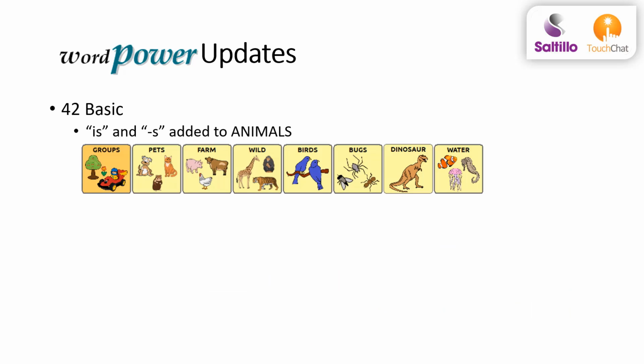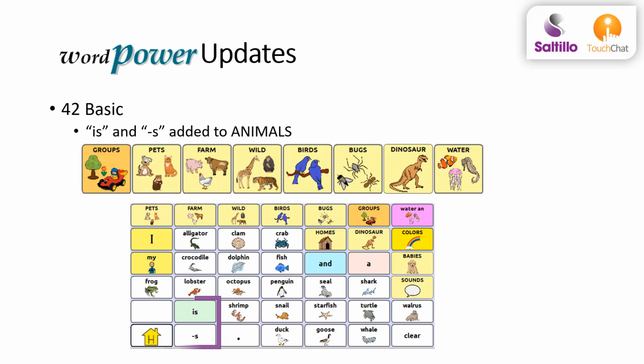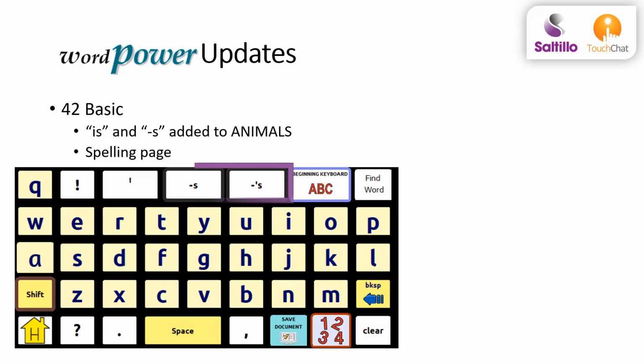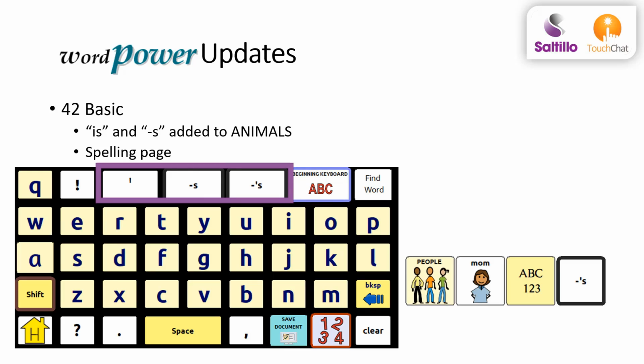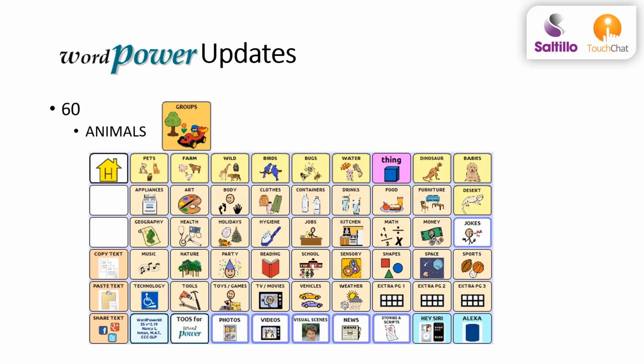42 Basic includes adding is and plural s to the animals pages. The spelling pages are updated to include options for contractions, plural, and possessive s. It's easy to say, something is mom's. In WordPower 60, animal categories appear individually and now include a category for desert animals.